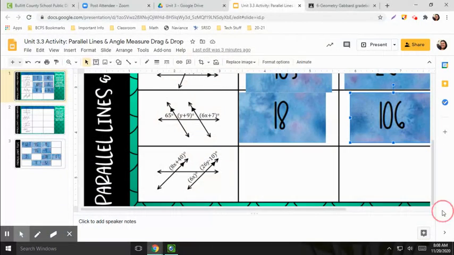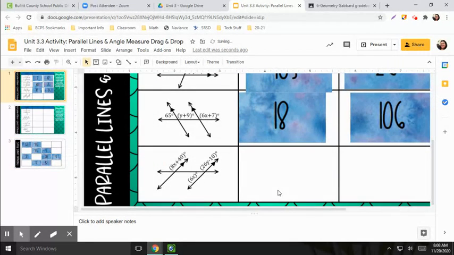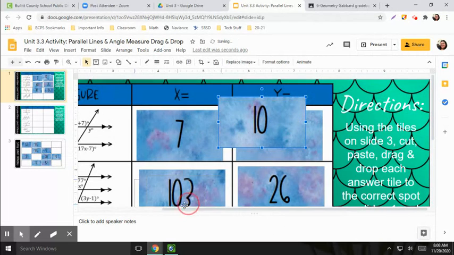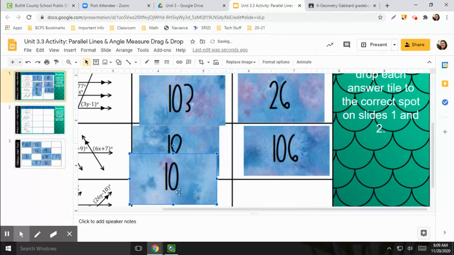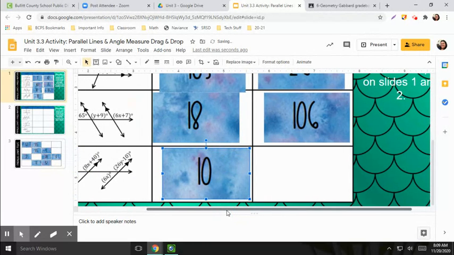Great job. So we solved for x as 10. We can come over here, see, here's our 10 right here. Oh no. Don't know why that would do that. There we go. Drag and drop skills are not on point today, you guys.